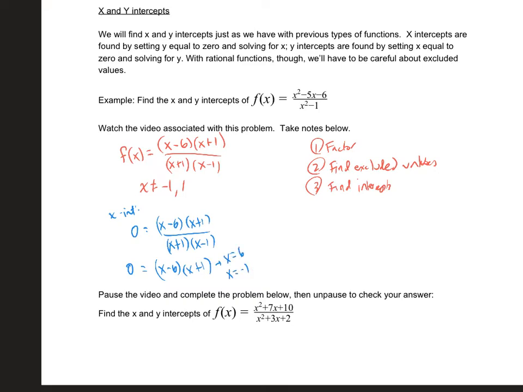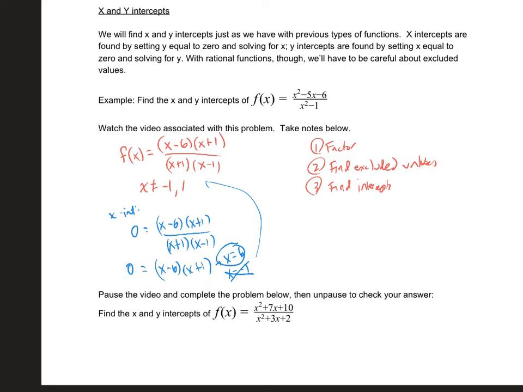But remember, when we're solving anything like this, we have to compare it against the excluded values. So notice that negative 1 is an excluded value, so that is not an X-intercept. That's the extra step you have to take here, is when you find your X-intercept, you have to compare them against the excluded values to make sure they are not excluded. So here, the X-intercept would be 6, 0.